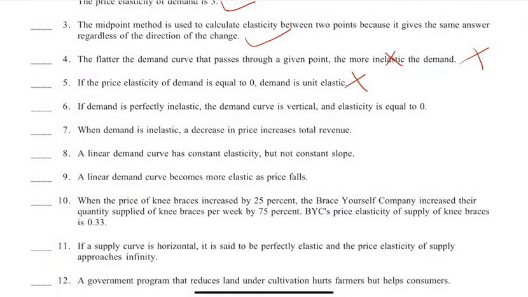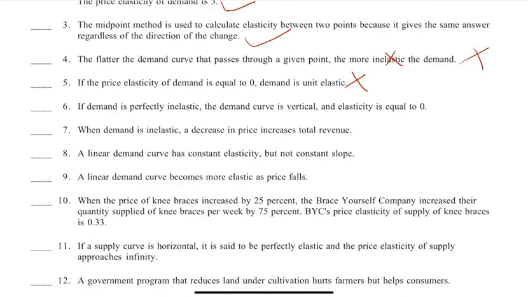Okay, now let's continue our chapter 5 true-false problems. So we finished the first 5 problems. Today let's start from problem 6. If a demand is perfectly inelastic, then the demand curve is vertical and elasticity is equal to 0.